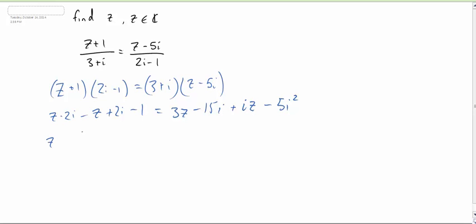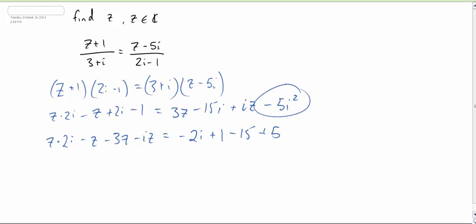I'm going to move them to the left. Z times 2i minus z minus 3z minus i times z. And I'll move everything that doesn't have a z to the right-hand side. So negative 2i plus 1 minus 15i plus 5. Remember, this part became plus 5. I forgot an i. So now these four terms on the left all have z in them.